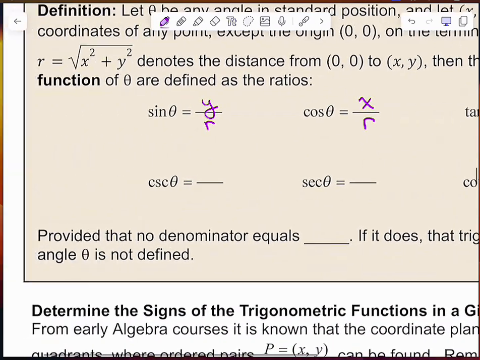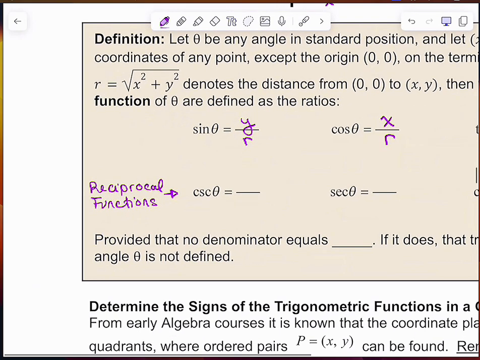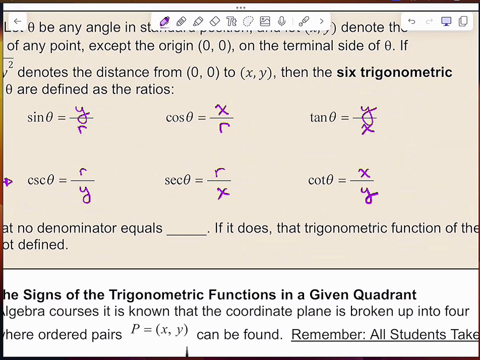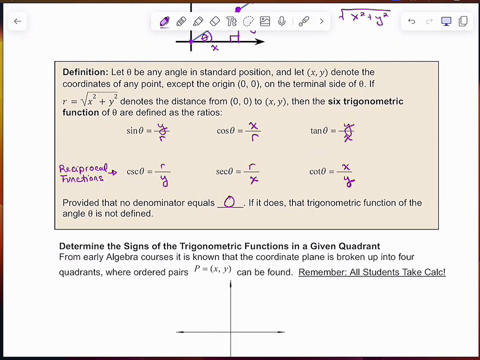And then these are our reciprocal functions. And all we have to do is flip those over. r over y, r over x, and x over y. As long as none of the denominators is equal to 0. Otherwise, if it's a denominator of 0, we get to say that that is undefined.